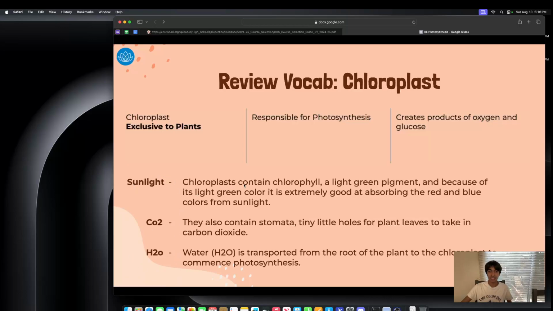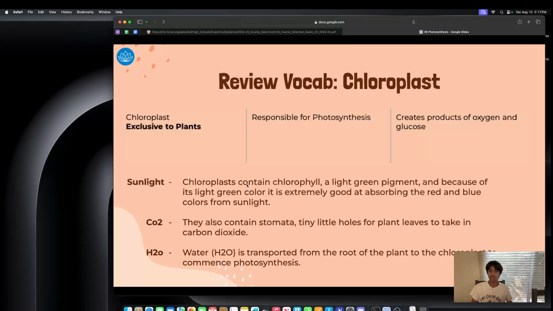So chloroplasts contain chlorophyll. It's a light green pigment, and because of its light green color, it is extremely good at absorbing the red and blue colors from sunlight. So actually the UV rays of sunlight have the red and blue wavelengths, or the waves of red and blue color, like the ultraviolet light, and the light green color from the pigments of chlorophyll is the most optimal color to absorb sunlight.